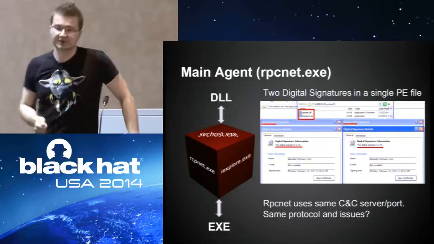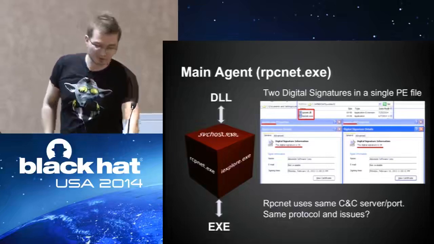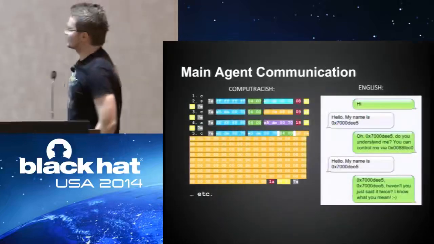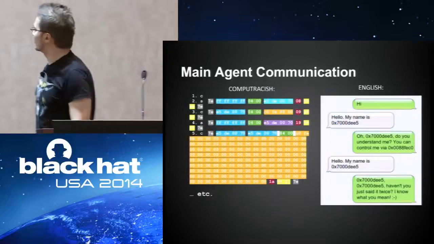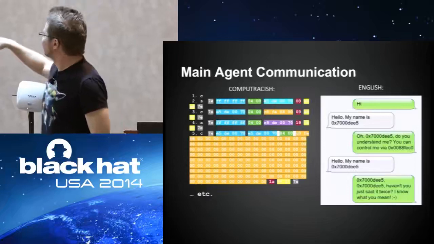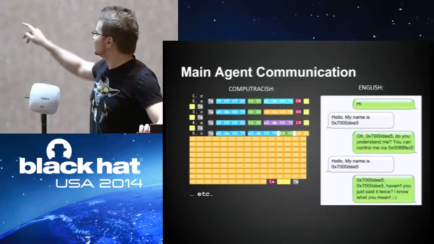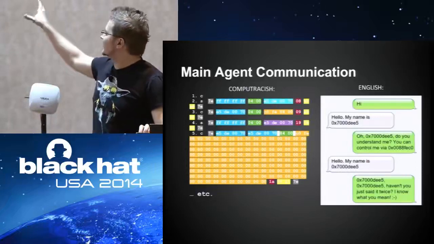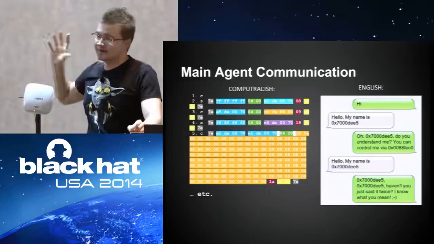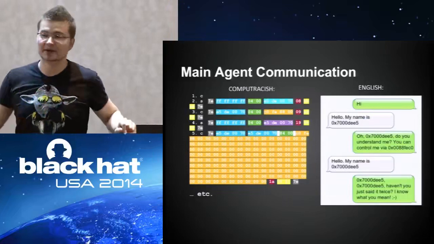And we found that it uses the same command and control server on the same port. So we thought maybe it's using the same protocol, maybe the same issues. What we saw was very similar to what we observed before, but with one difference. Maybe you can spot it. It's clear from the English translation of the communication. You can see here that the agent connects to the server, says, hi, I'm here. And the server responds, my name is this. And then with the next packet, it responds again, my name is this.